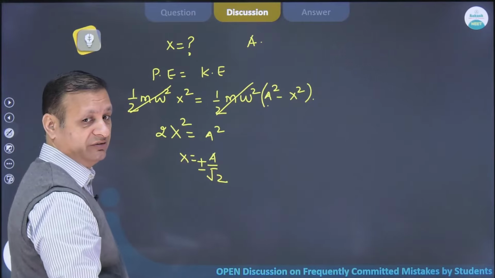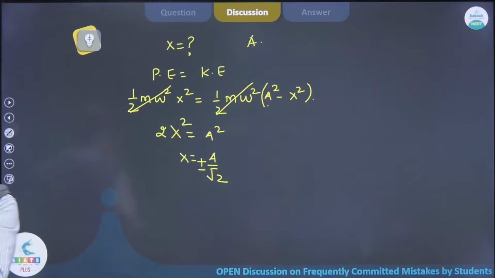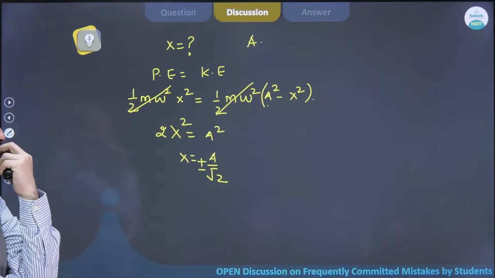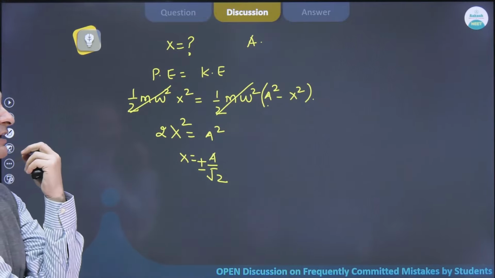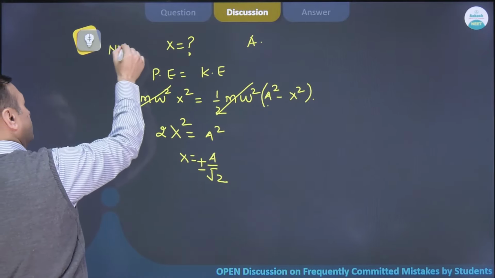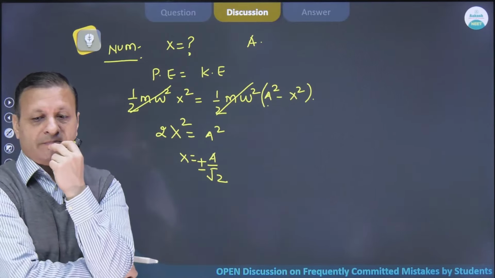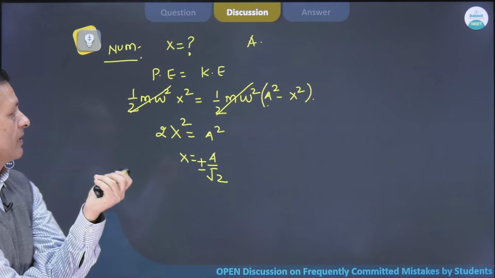So, this is another numerical. This is the position where your kinetic energy and potential energy are equal. Any doubt? So, this is a different numerical based on the same concept. Shall we move?